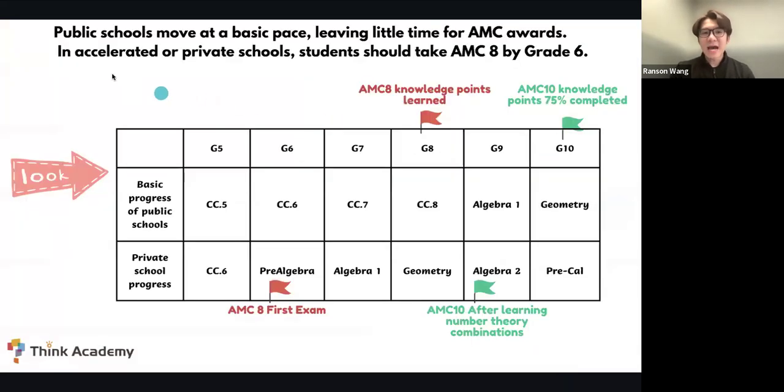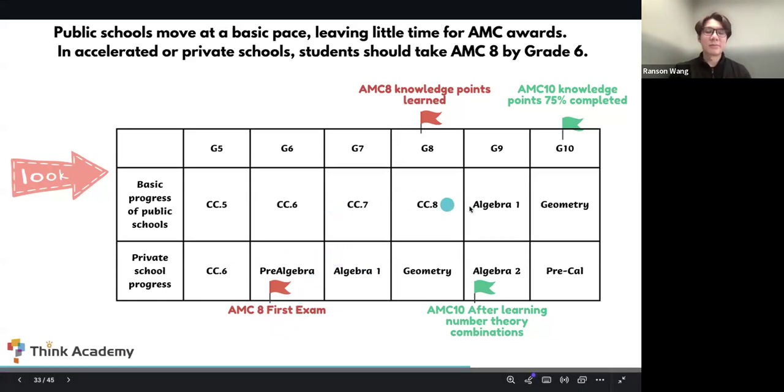This is actually because the public school only moves at a basic pace, which leaves little time for you to really pursue your MC awards. So if you wanna achieve MC8 or MC10 results, you have to go to accelerated or private schools. This is a general path. If you're in a public school in grade 8, then you can just master all of the MCA points. But if you're in a private school, or you learned pre-algebra or something in our long-term class, your MCA first try is gonna be in grade 6.